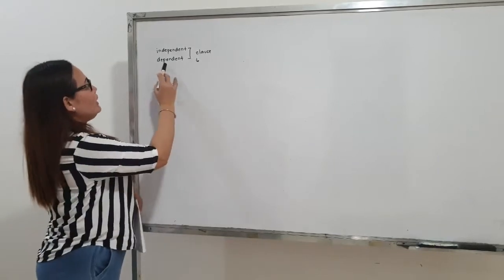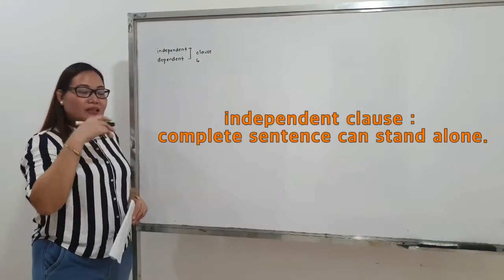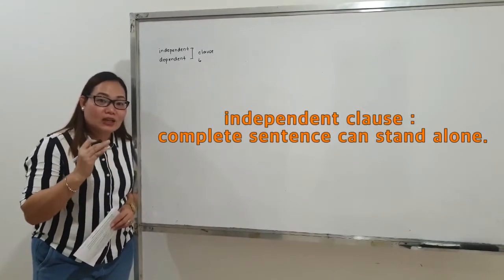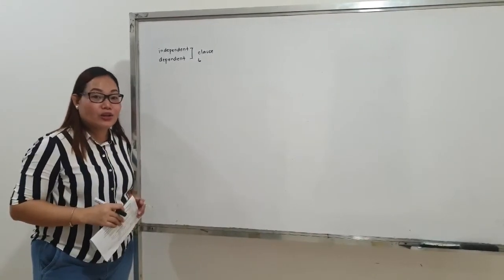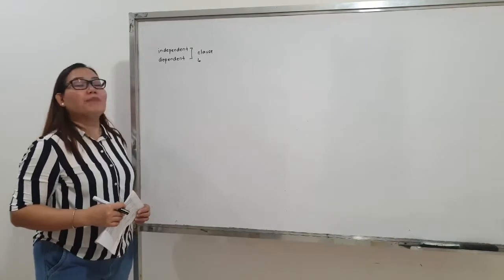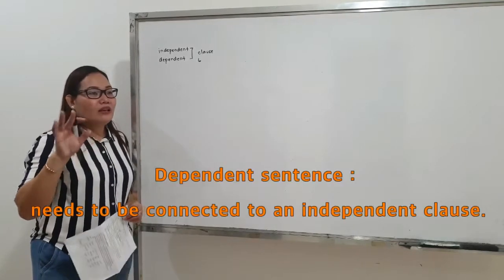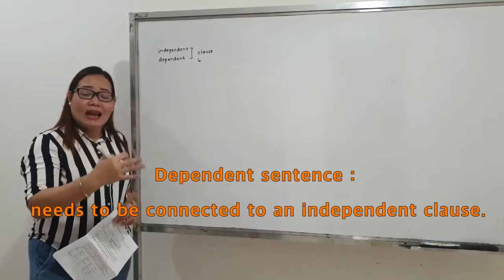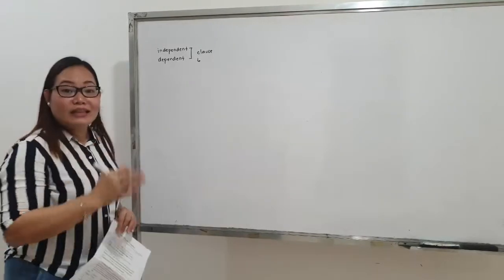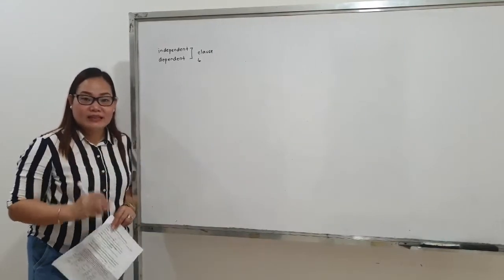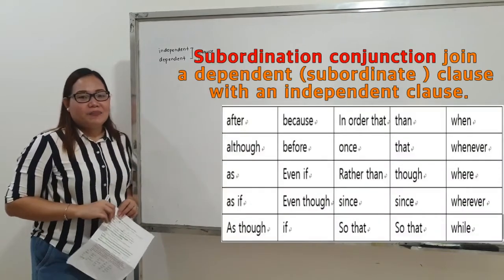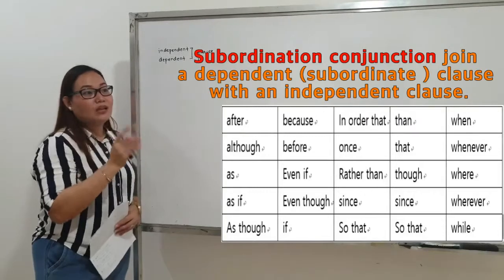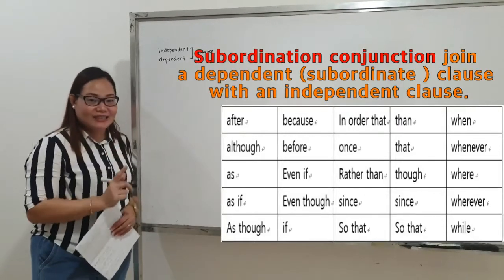When you say independent, this kind of sentence is complete and can stand alone without any other sentences. While dependent came from the word depend, it means that it has to be connected with an independent or complete sentence. Otherwise, it will not express a complete idea.